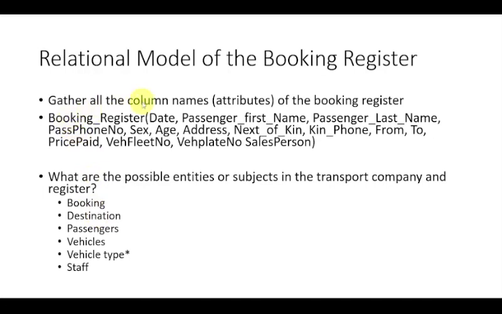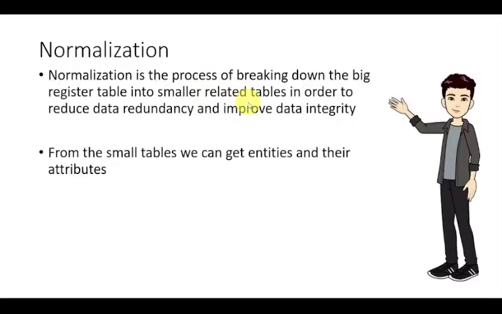All right, let's dive into the next. Now we are looking at a relational model here. This is a relational model of the booking register, and the way we write a relational model is in a word format. You can see it here, booking register, and then in brackets I put all the possible columns that were on that table. Another name for these columns is attributes. So you can see here I said column names or attributes, so take note of that.